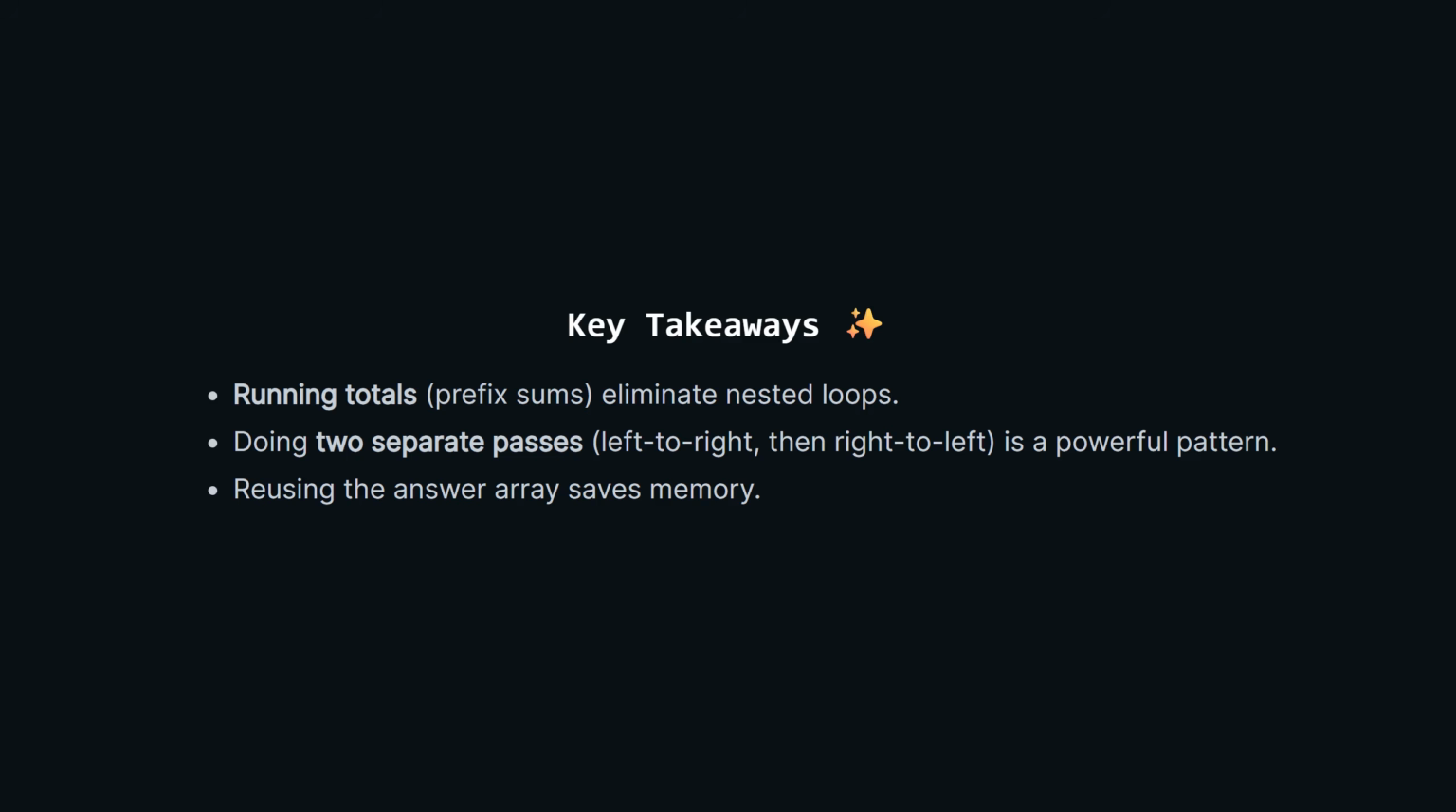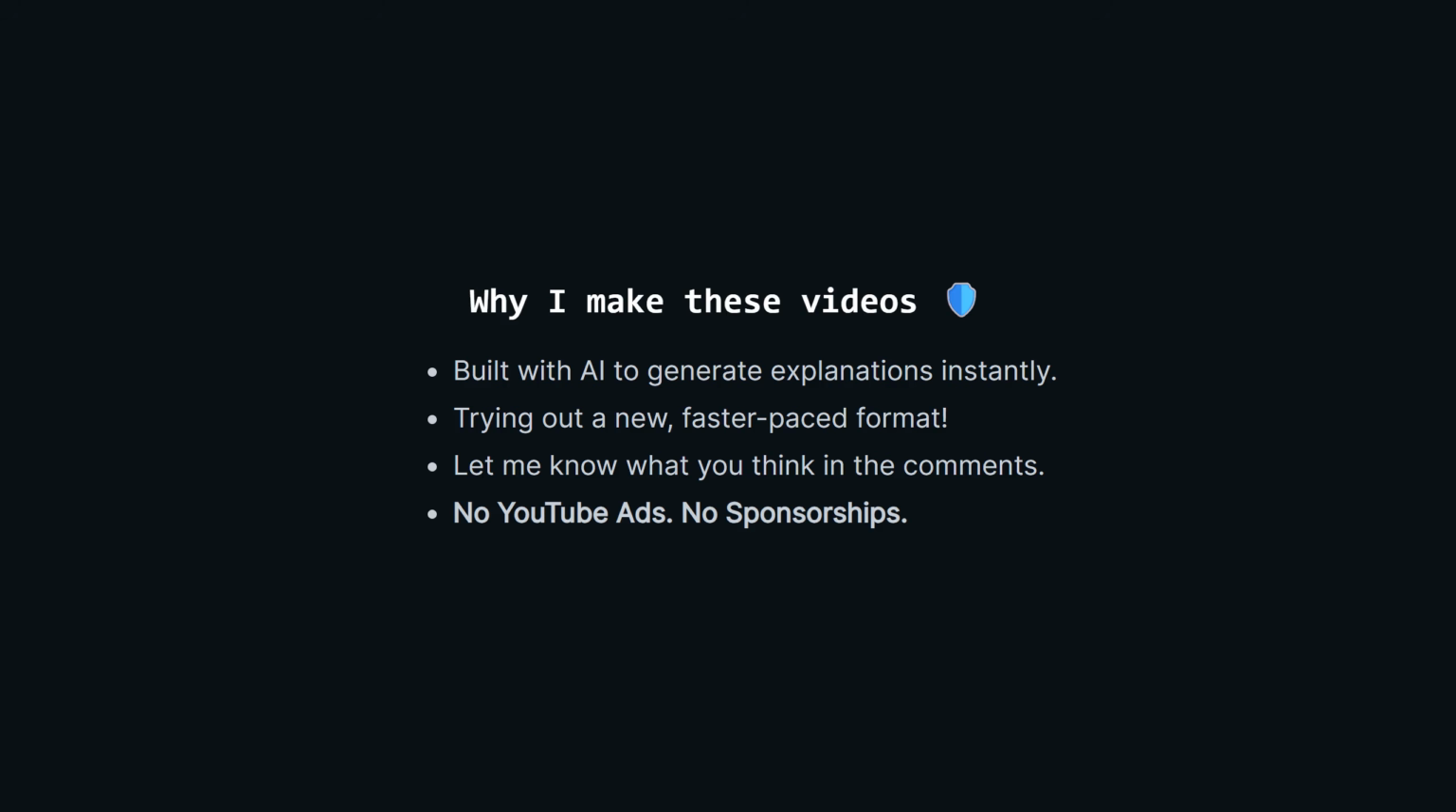So, what did we learn here? First, keeping a running total is a great way to avoid slow nested loops. Second, the pattern of doing one pass forward and another pass backward is super common and very powerful in array problems.